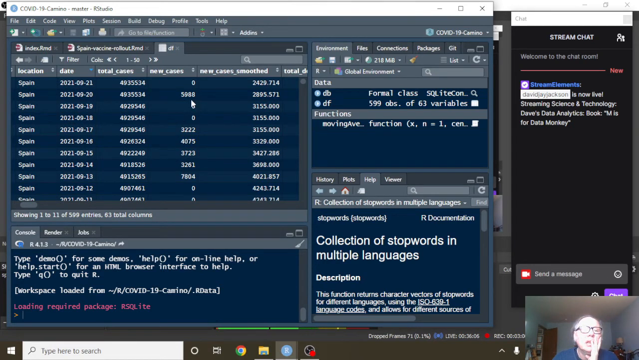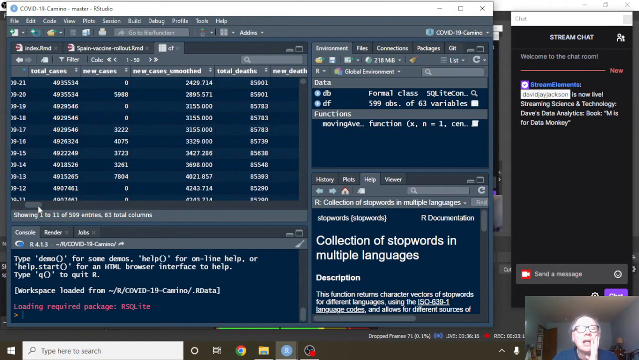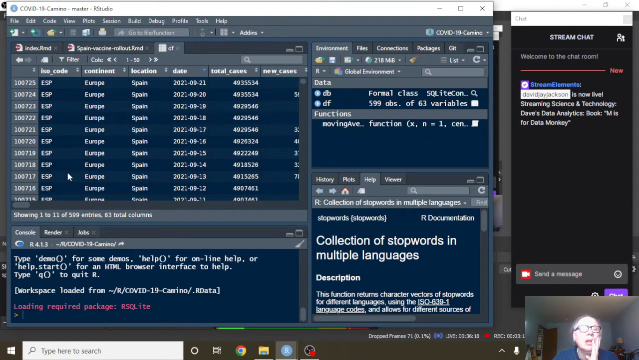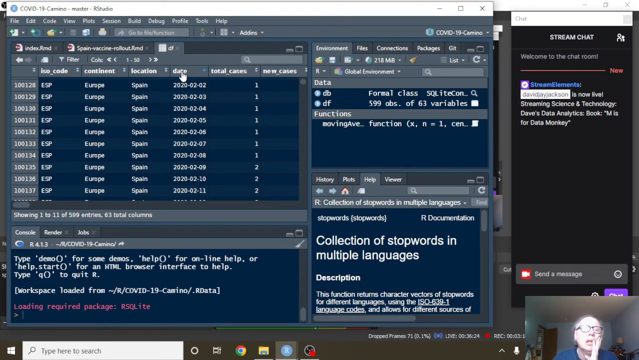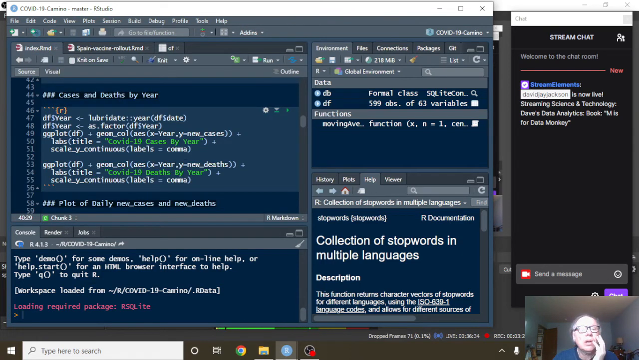Why are we missing so many numbers here? Well, we know Spain doesn't count deaths on, but you can see, wait a second. What did I do over here? How can it only be 9/21/2022? What the devil's going on over here?